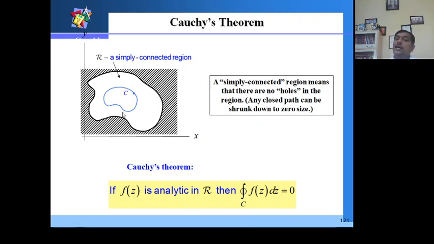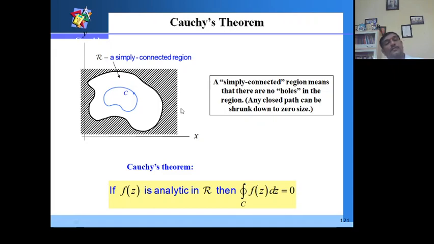First we will discuss a simply connected region. A simply connected region means there are no holes in the region. Any closed path can be shrunk down to zero size. Then this can be shrunk to zero size.